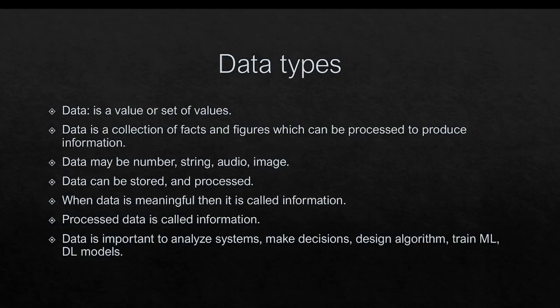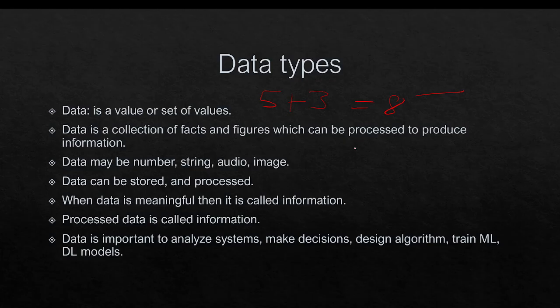Data is a value or set of values. Data is a collection of facts and figures which can be processed to produce information, like 5 and 3. 5 and 3 are data. Plus, after processing, we will get 8, and 8 is information. When the data is meaningful, then it is called information, or processed data is called information.